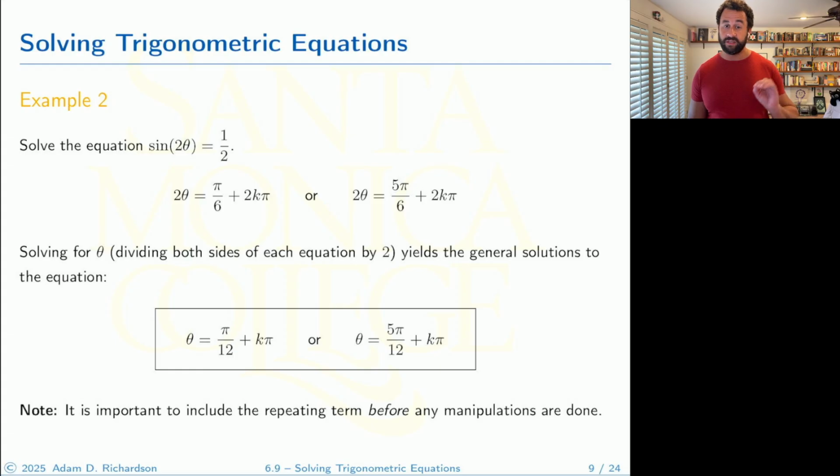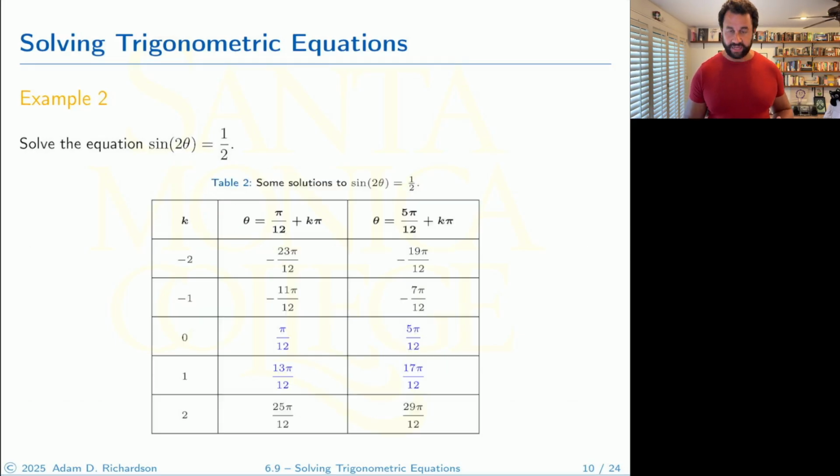There's a little bit of a subtlety there, and I put this note down here because this is an important point. You've got to include the repeating term before you do any manipulations. That's because it's not sine of 2 theta that is 2 pi periodic, it's sine that's 2 pi periodic. So we solved for 2 theta initially, and that's where that 2 pi periodicity needs to be applied, right there, before we do anything else. Then we can start manipulating stuff.